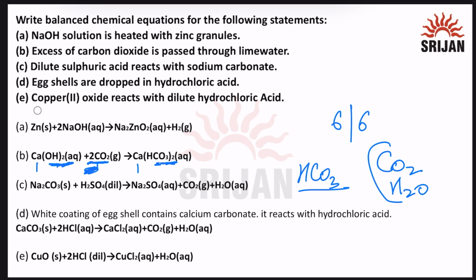Coming to the last case, copper oxide reacts with dilute hydrochloric acid. What will happen? Copper 2 oxide, that means CuO. Oxidation state of copper is 2. CuO plus HCl, what will happen? We will get CuCl. But we won't get CuCl, we will get CuCl2.